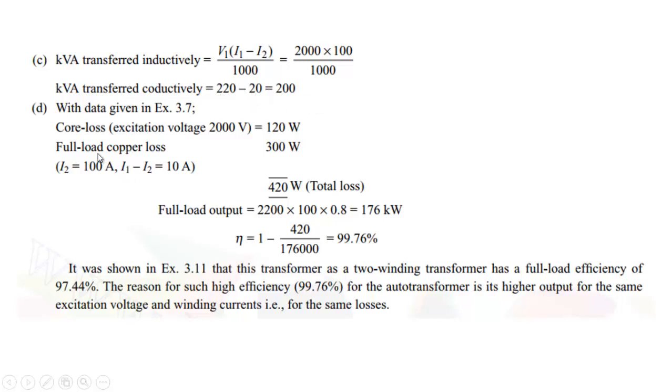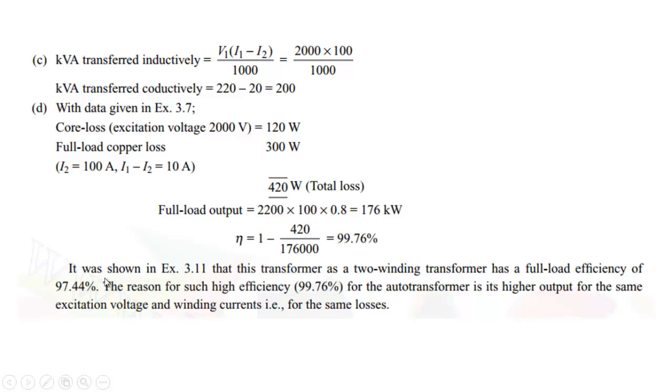So for the efficiency, we know from example 3.7 that core losses will be 120 watts, copper loss will be equal to 300 watts. So efficiency will be equal to, at this type of load, that is 220 kVA into 0.8 is 176 kilowatt. 176 kilowatt divided by 176 plus 0.12 plus 0.3 comes out to be this value, or you can use this formula to calculate.